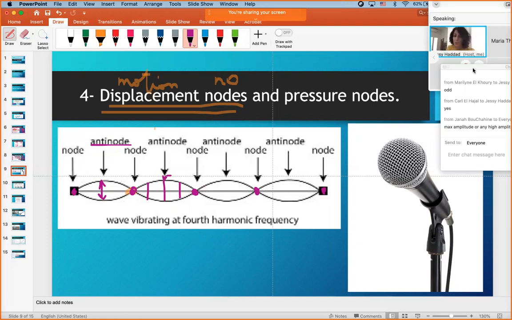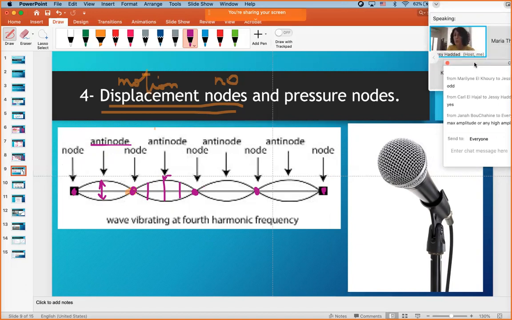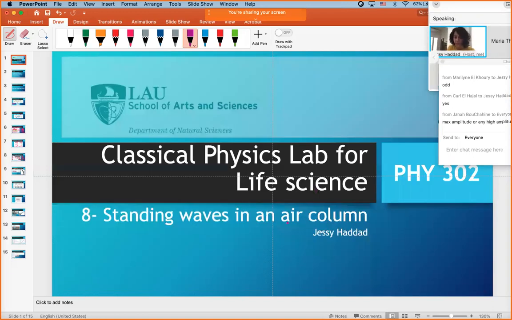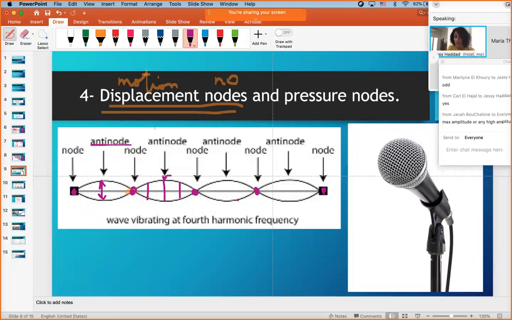Yeah, so now back to the microphone. It measures pressure and not displacement. And to be honest, since the title is standing wave in an air column, we're dealing with sound. And what's the difference between a sound wave and a water wave, or a sound wave and a wave on a wire? What's the difference? Exactly, the sound wave is a longitudinal wave. However, the light wave or the wave on a wire or the wave on the water surface, they are transverse waves. And how do you explain the difference between a longitudinal wave and a transverse wave?